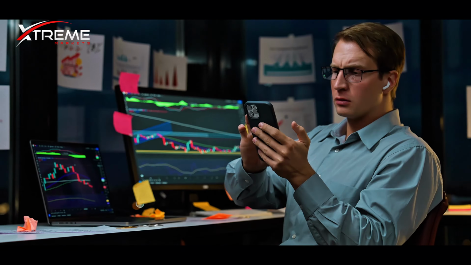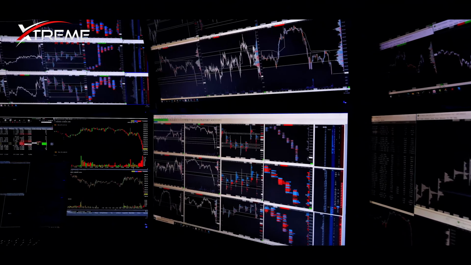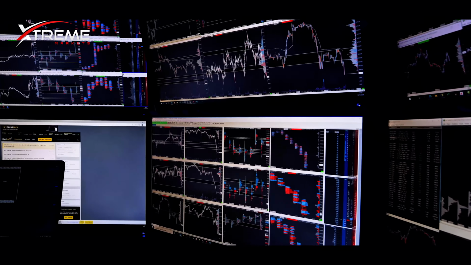Professional traders think differently. They don't ask, where will price go? They ask, where is liquidity sitting? Because once you understand liquidity, you stop chasing candles and start understanding intentions. You begin to see why the market moves the way it does.